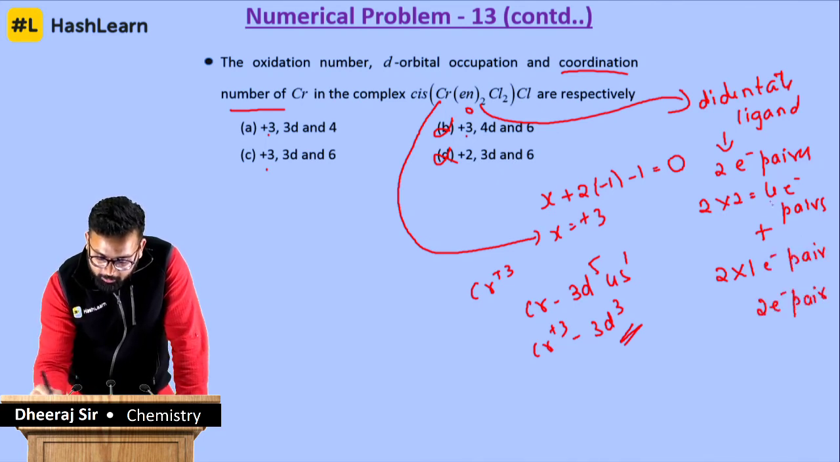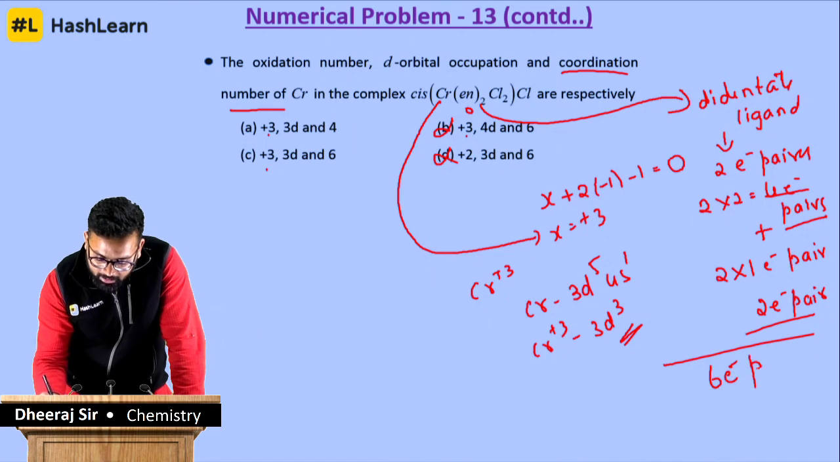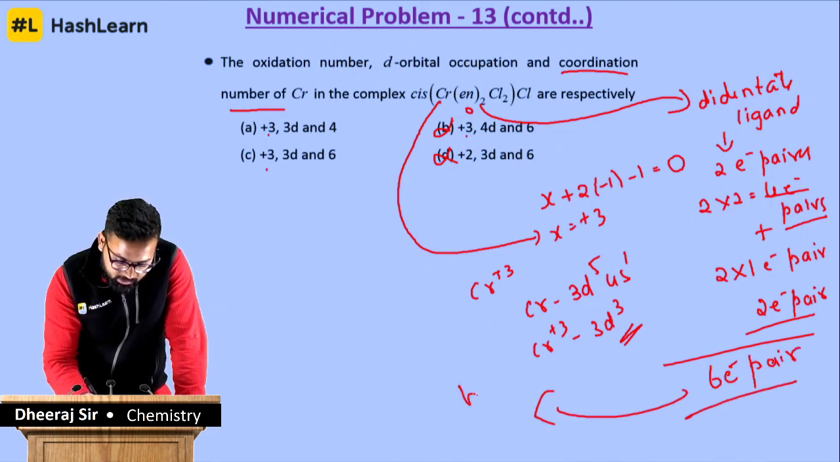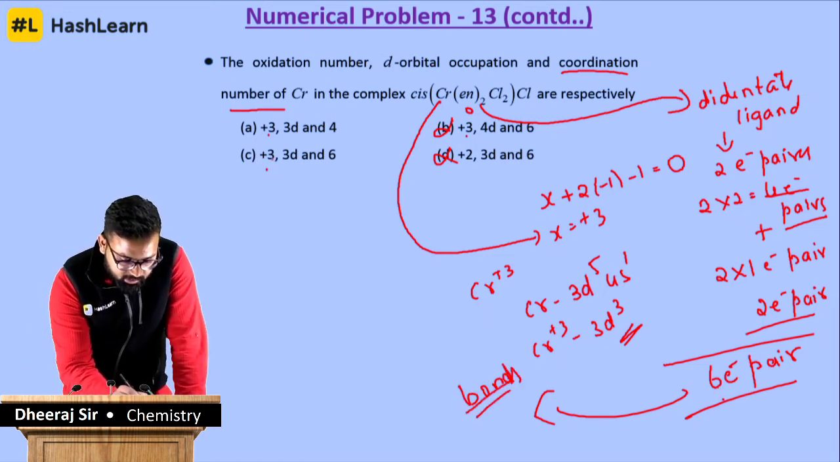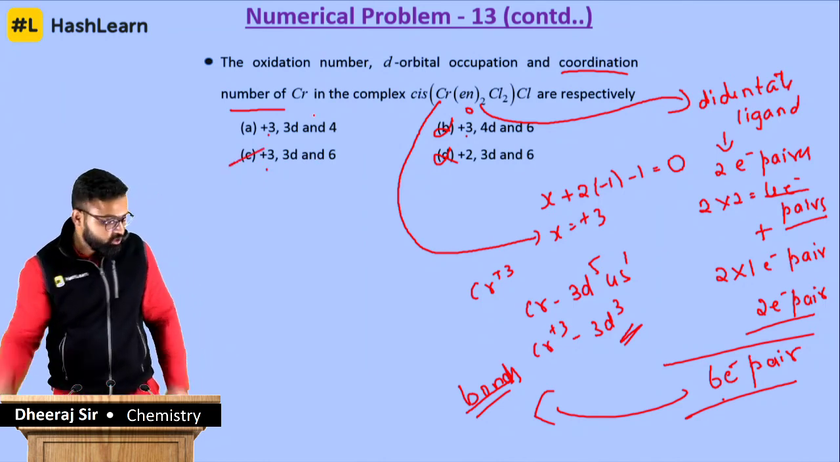So how many electron pairs in total? 4 electron pairs and 2 electron pairs. 4 plus 2, that is 6 electron pairs. If there are 6 electron pairs, it means it will form 6 bonds. Therefore, coordination number has to be 6. So it is plus 3, 3d and 6. I hope you guys have understood.